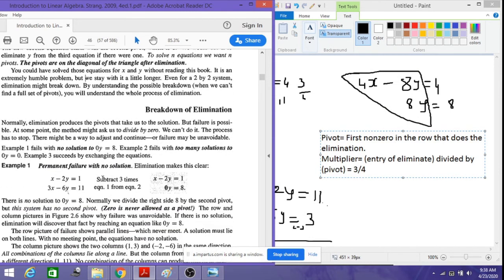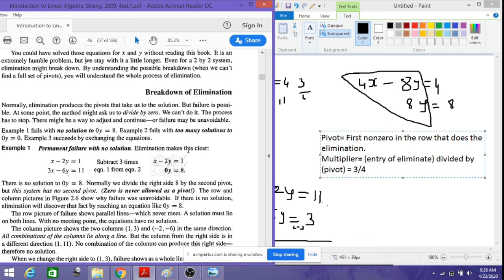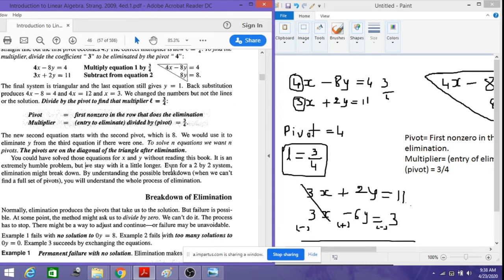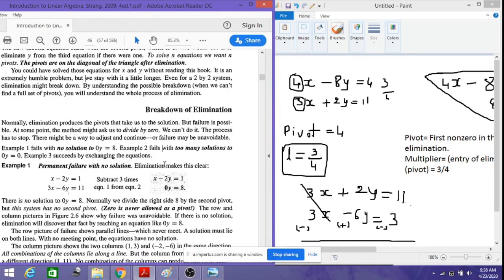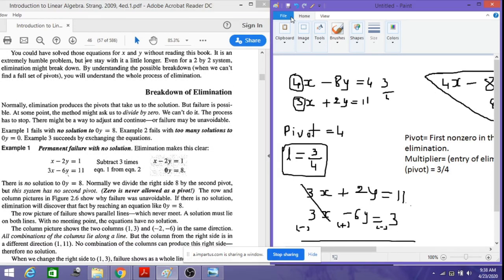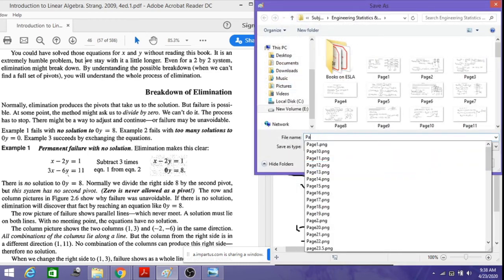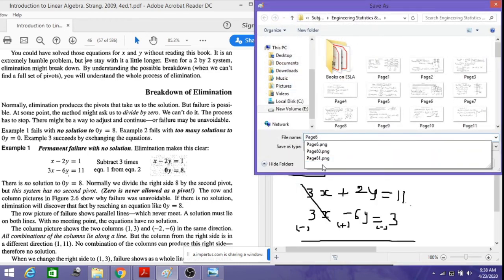So this is a method. Now at some point there is a possibility that this elimination method we have discussed so far may break or it may fail. There are many chances that it may fail. So let us take one example which showcases the failure of this elimination process. So before that, let me save this. So page 62.